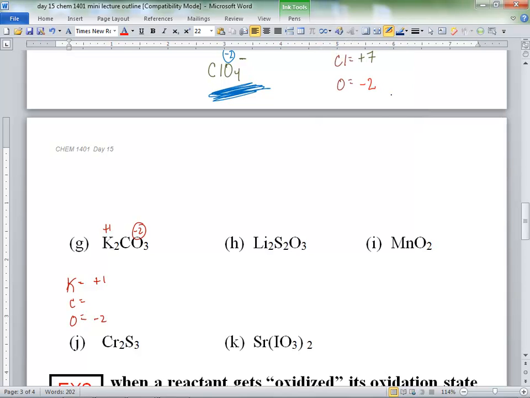Anybody get an answer? I hear a 4, a 6. Okay. 3 times -2 is -6. Now I have 2 potassiums. It has to be a +2. How many carbons do I have? Just 1. So what, +2 and a -6 gives me 0? +4. Yeah. If you said 4, you nailed it.